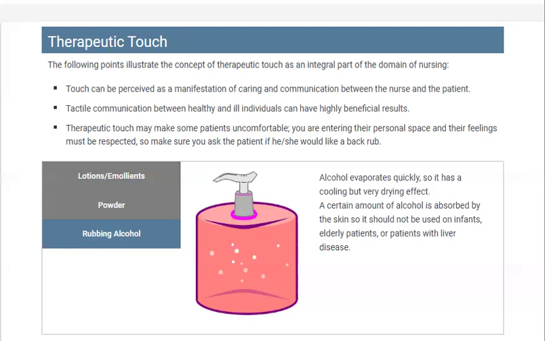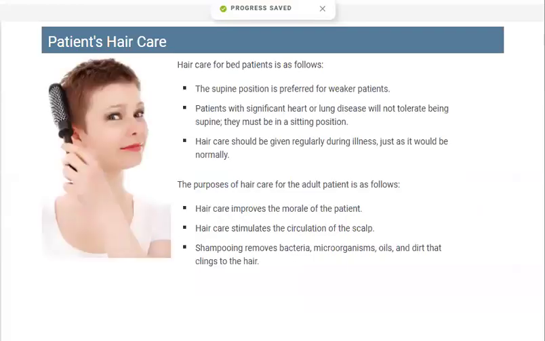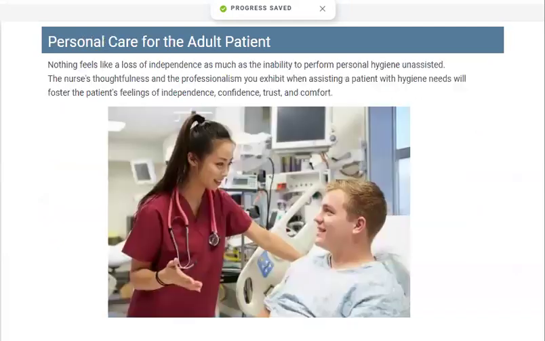Personal care for the adult patient. Nothing feels like a loss of independence as much as the inability to perform personal hygiene unassisted. The nurse's thoughtfulness and the professionalism you exhibit when assisting a patient with hygiene needs will foster the patient's feelings of independence, confidence, trust, and comfort.